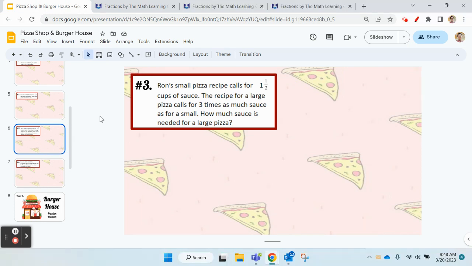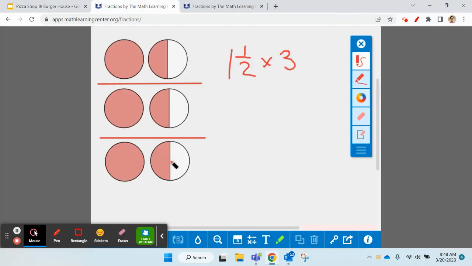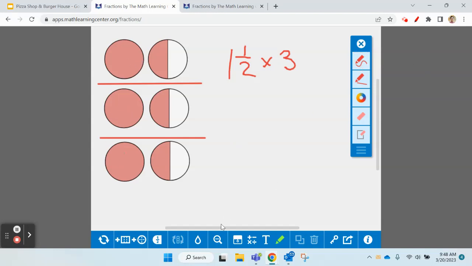Ron's small pizza recipe calls for 1.5 cups of sauce. The recipe for a large pizza calls for 3 times as much sauce as the small. How much sauce is needed for a large pizza? So we need to triple 1.5. So 1.5 times 3. So we can see here's my 1.5, and I'm tripling it. So I have 3 of these. You can probably see pretty quickly that I can move that half over to make 4 wholes and a half is what our answer is going to be.